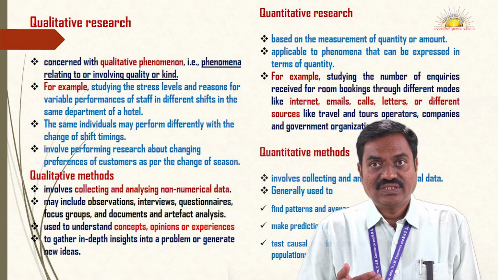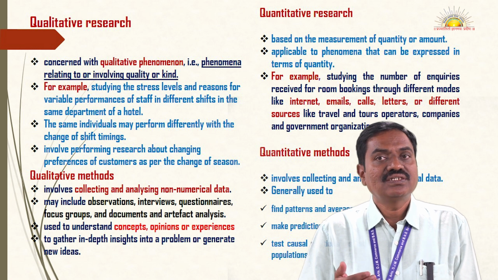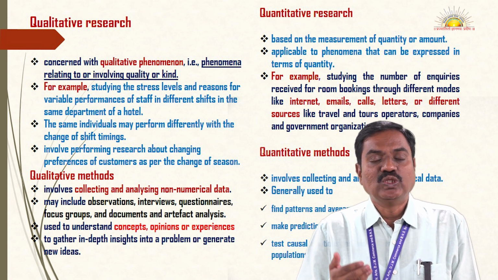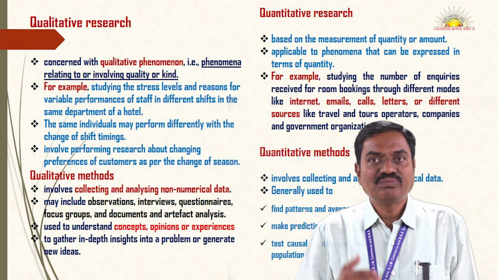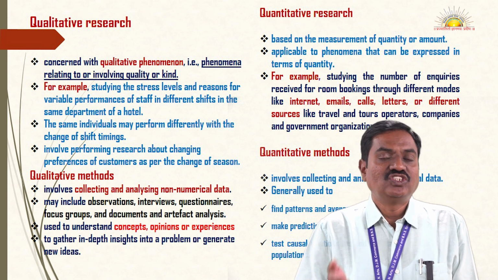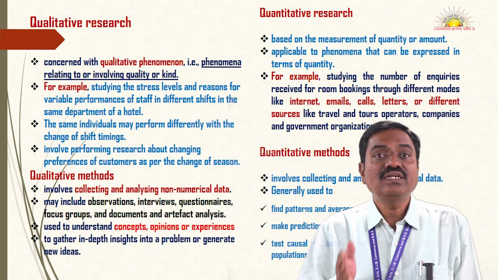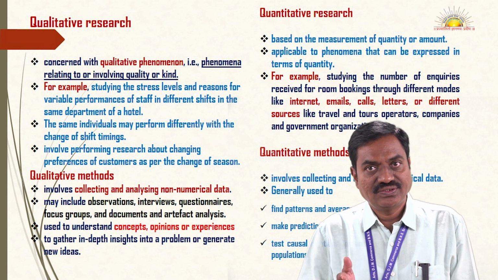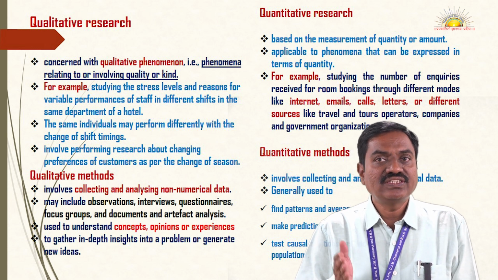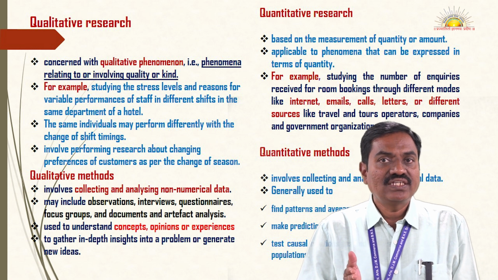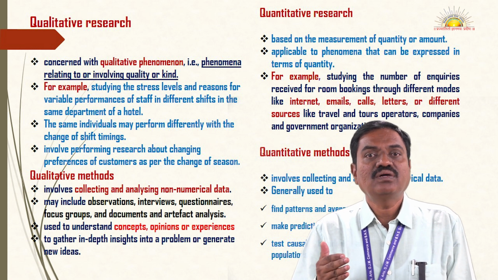Quantitative methods involve collecting and analyzing numerical data. These methods are generally used to find patterns and averages, make predictions, test causal relationships, and generalize results to wider populations.